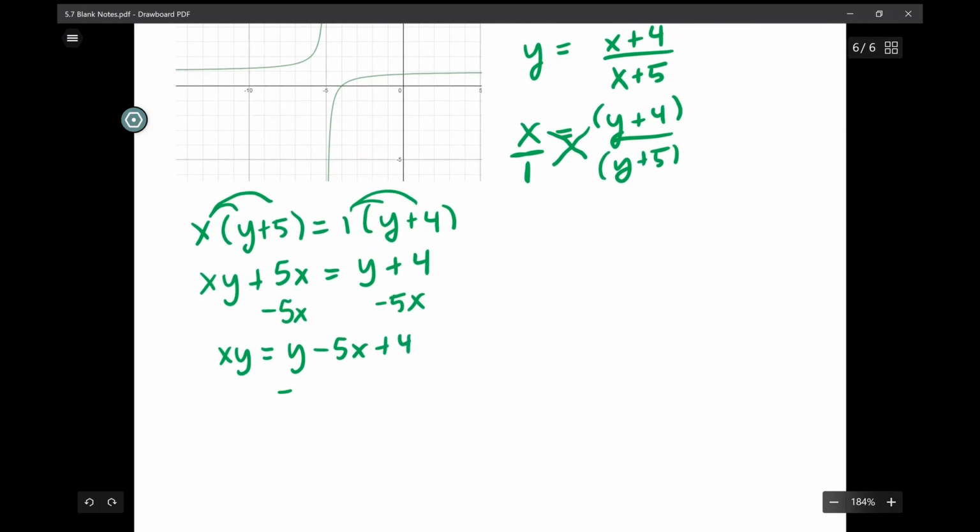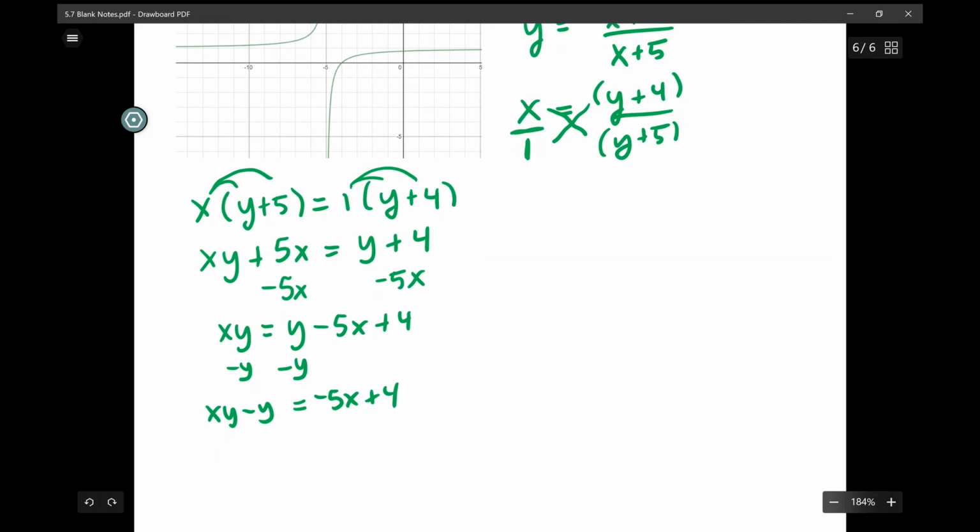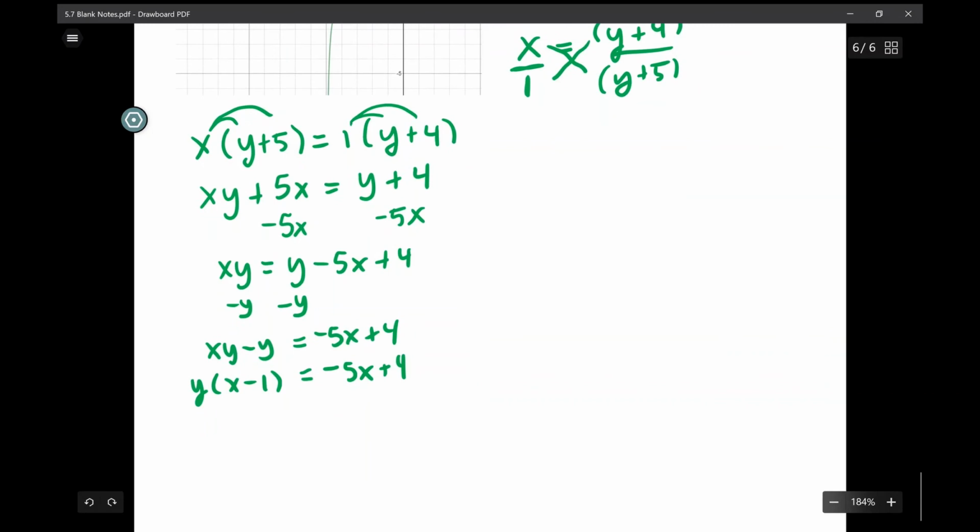Subtract y from each side: xy minus y equals minus 5x plus 4. Now I'm going to factor out a y, leaving y times (x minus 1) equals minus 5x plus 4. So I pulled the y out. That left x in the first term and minus 1 in the second term. Divide both sides by x minus 1, and my inverse function is minus 5x plus 4 over x minus 1.